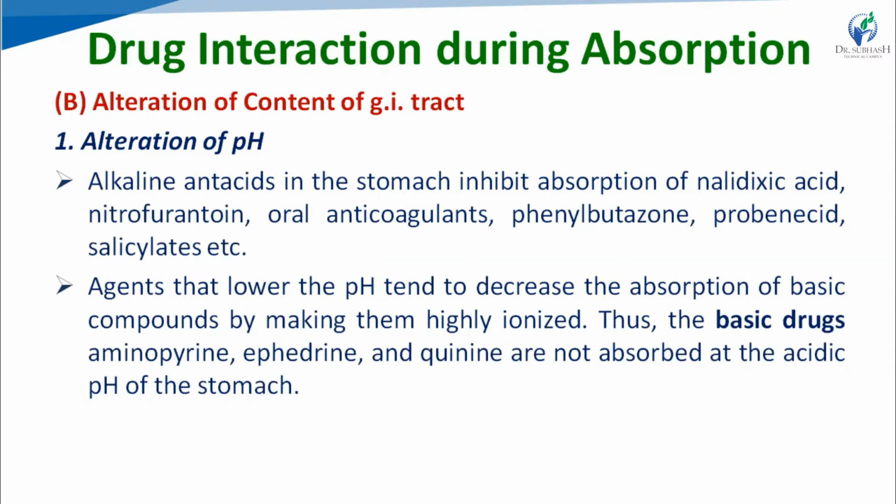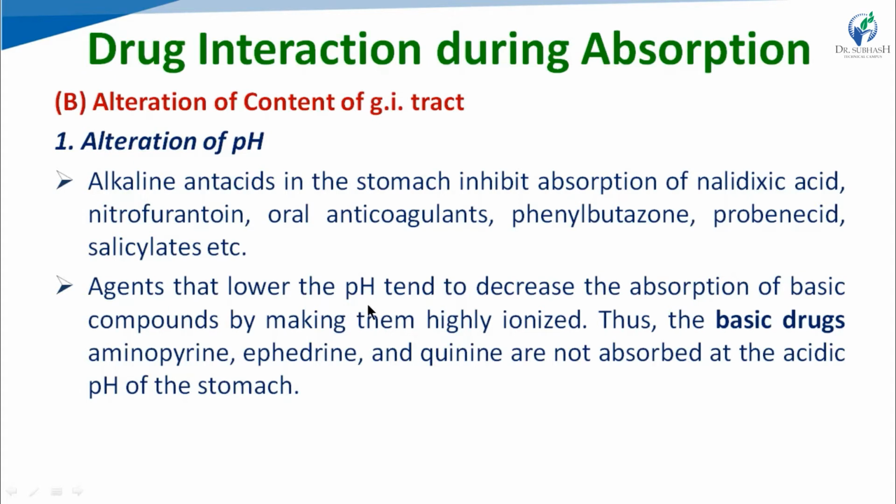Then alkaline antacid in the stomach. If we consider one example, alkaline antacid in the stomach inhibits the absorption of nalidixic acid, nitrofurantoin, oral anticoagulants, phenylbutazone, probenecid, and salicylates, etc.